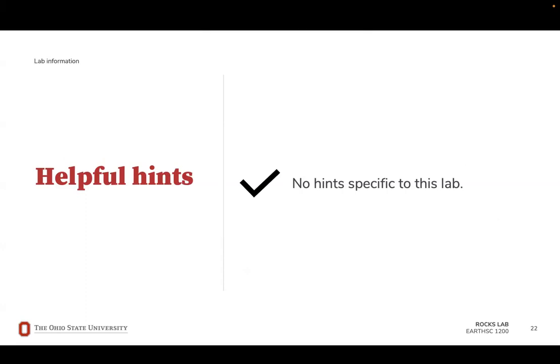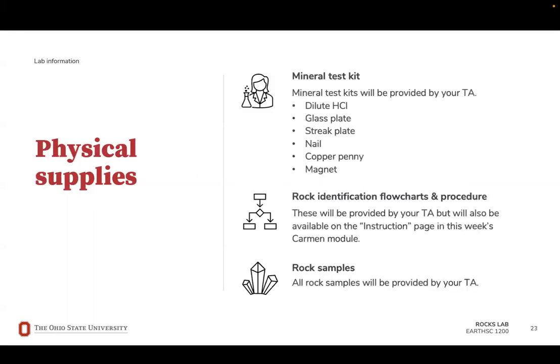There are no helpful hints specific to this lab. Mineral test kits will be provided by your TA. These will include dilute hydrochloric acid, a glass plate, a streak plate, a nail, a copper penny, and a magnet. Rock identification flowcharts and procedures will be provided by your TA, but will also be available on the instruction page in this week's Carmen module. Finally, all rock samples will be provided by your TA. The only digital item this week is a PDF of the rock identification flowcharts and procedure.